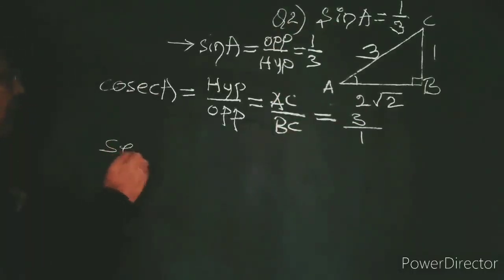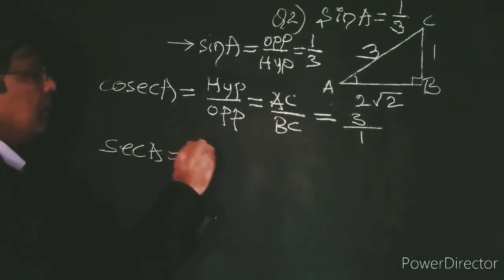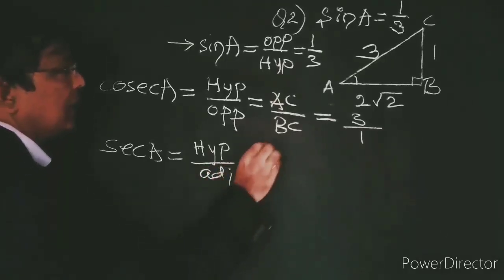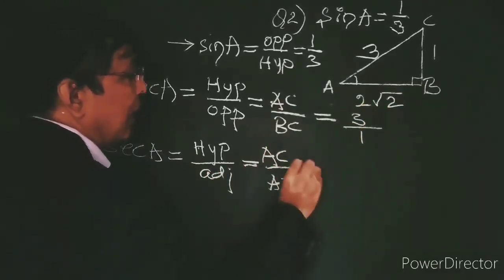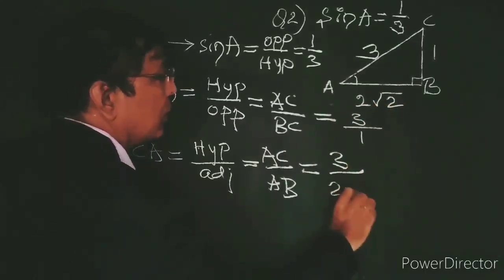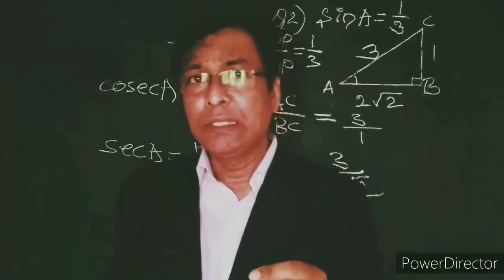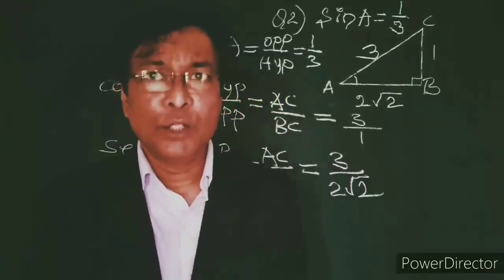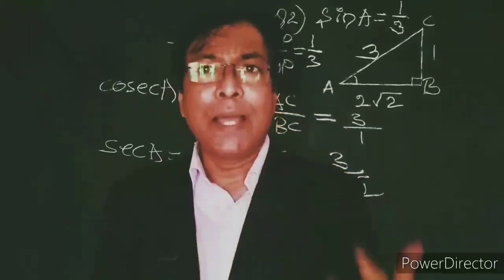Lastly, sec A. This is inverse of cos. That means hypotenuse upon adjacent. Hypotenuse side is nothing but AC. Adjacent is AB. The value of AC is 3. The value of adjacent side AB is 2 root 2. In this way, when one trigonometric ratio is given, we can find the other remaining trigonometric ratios by finding the third side by using the Pythagoras theorem.